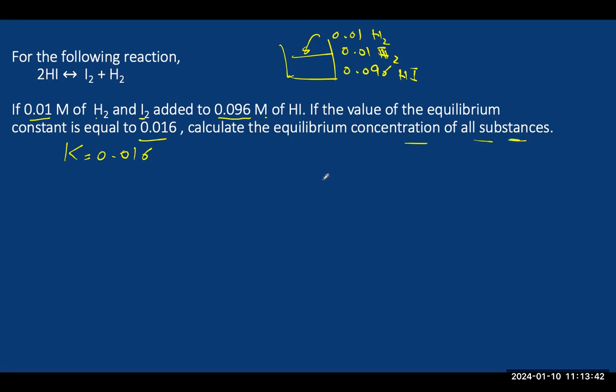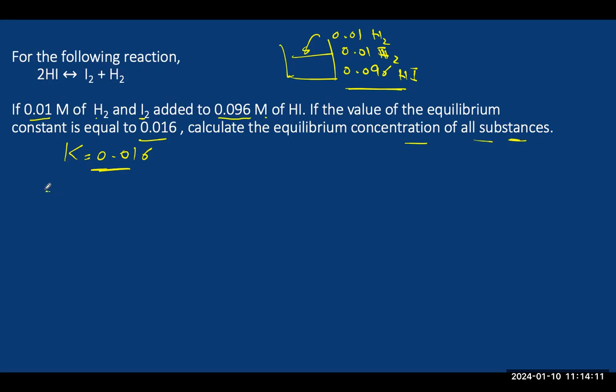Okay, so first, the difference between this question and the question we did in part 1. In part 1, they always give you a concentration at equilibrium, so one concentration for one substance at equilibrium, and they didn't give you the K because they ask you to calculate the K. But here you are given the K and you don't have any concentration at equilibrium.